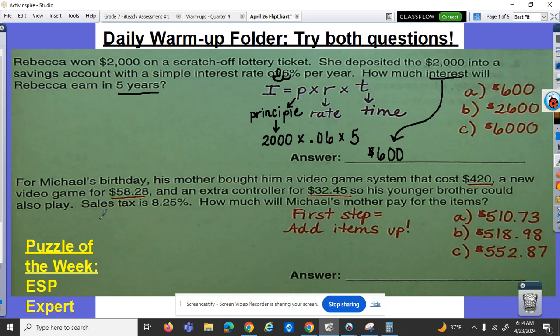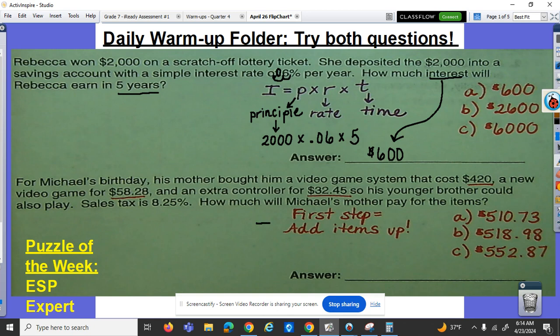Okay, question 2. For Michael's birthday, his mother bought him a video game system that cost $420, a new video game for $58.28, and an extra controller for $32.45, so his younger brother could also play. Sales tax is 8.25%. How much will Michael's mother pay for the items?